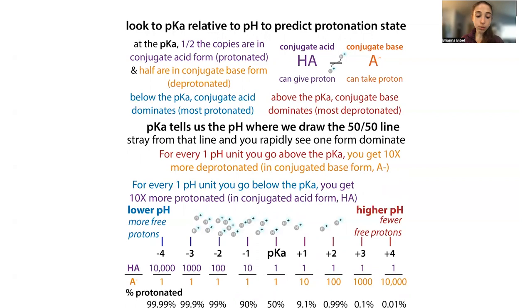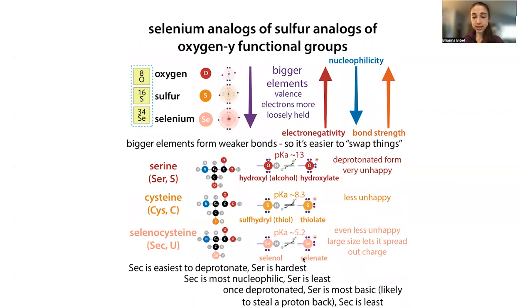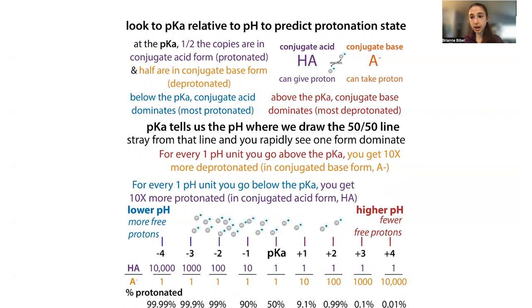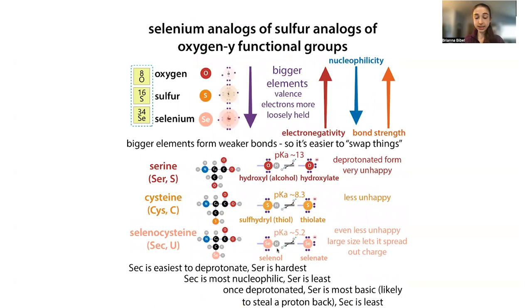And in the case of this selenocysteine, we're almost always going to find it, or mostly in our bodies, in this selenate state because we're about 2 units below the pKa. So that would be like 1 in 100 would be protonated, and the rest would be deprotonated. But bottom line is that you're often going to find the selenocysteine with its selenate. Now, why does this matter? Well, this is going to make it more reactive as a nucleophile.